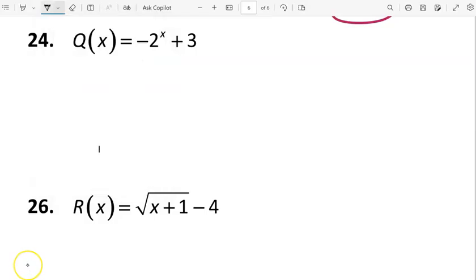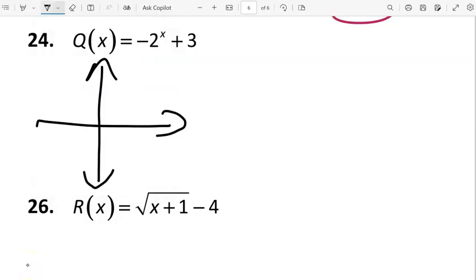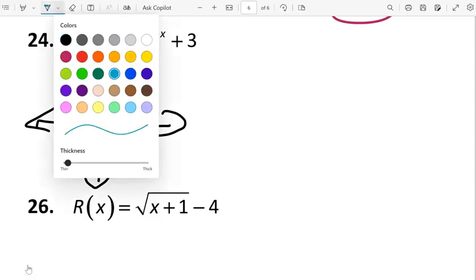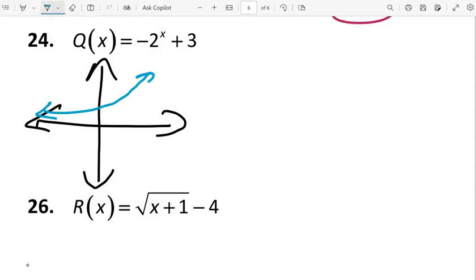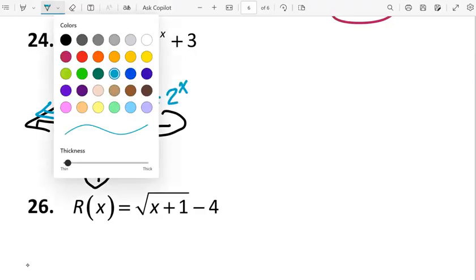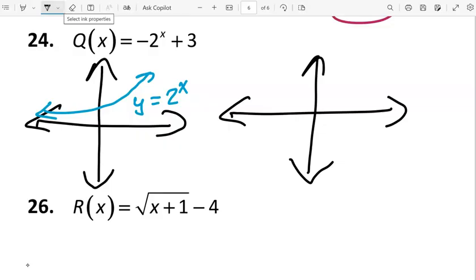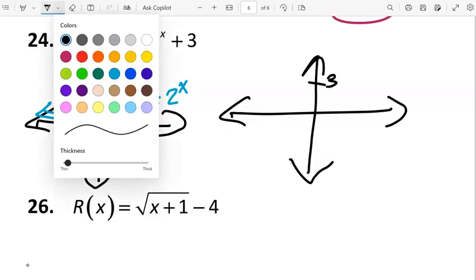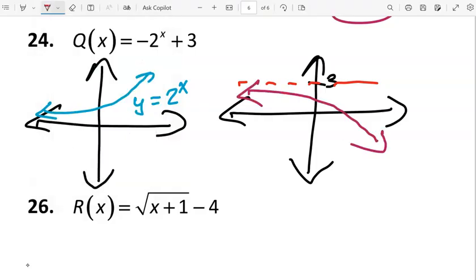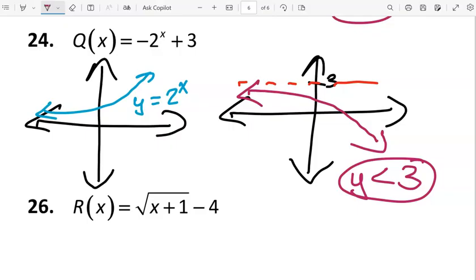For number 24, we start with that same parent function from number 23, which is y equals 2 to the x. However, this time, the transformations are a vertical reflection, since 2 to the x is being multiplied by -1 on the outside, and then a movement up 3. So the graph will move up 3, but since it's vertically reflected, the transformed graph will look like this, resulting in y less than 3 for the range.